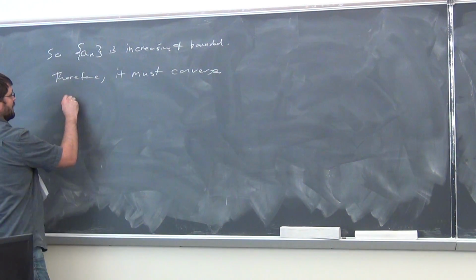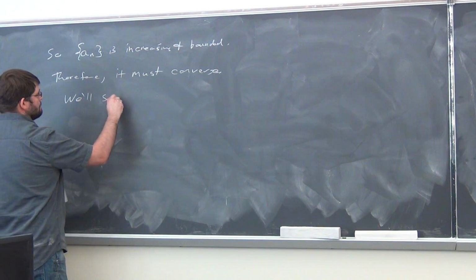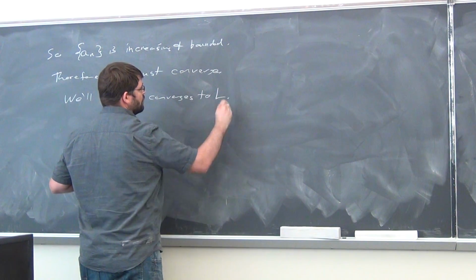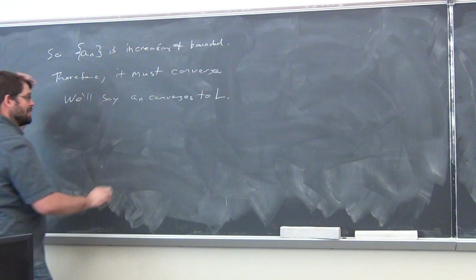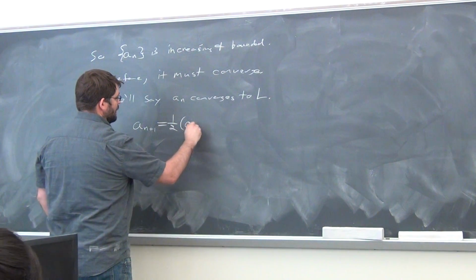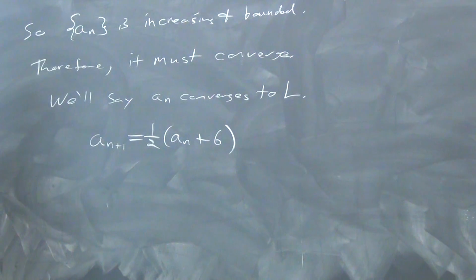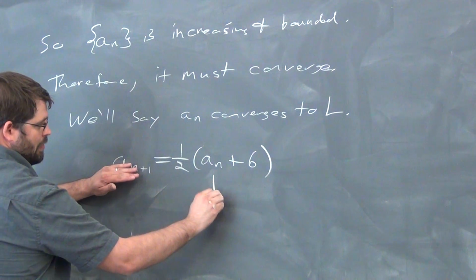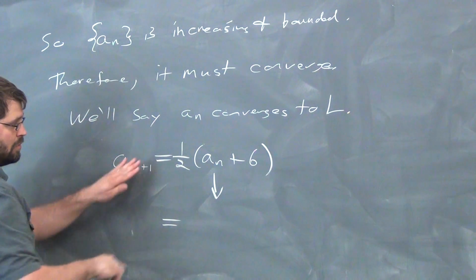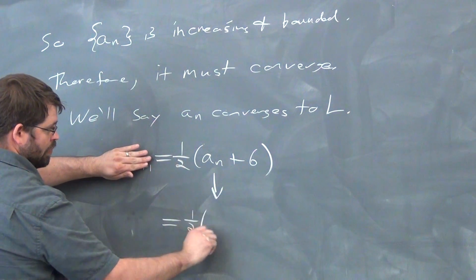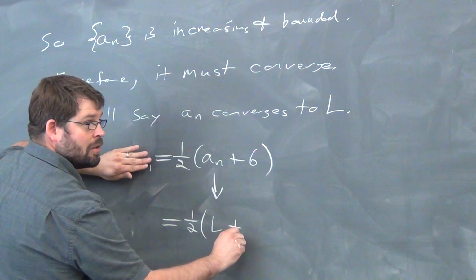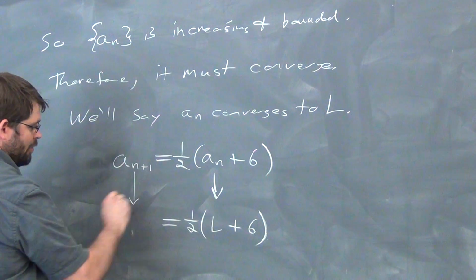Okay. So let's say a sub n converges to L. Okay? So now it satisfies this. A sub n plus 1 is equal to 1/2 of a sub n plus 6. So what did we say? A sub n converges to L. So what's this right-hand side converge to? 1/2 of L, does that make sense? Plus 6. What's this side converge to?